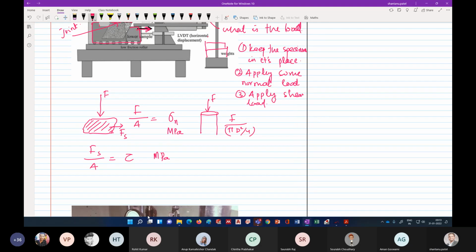Sir, the areas are the same for both shear stress and axial stress, or should we change? Yes, they are the same.